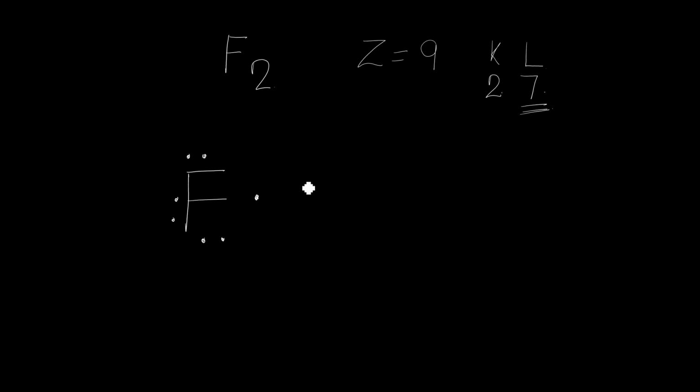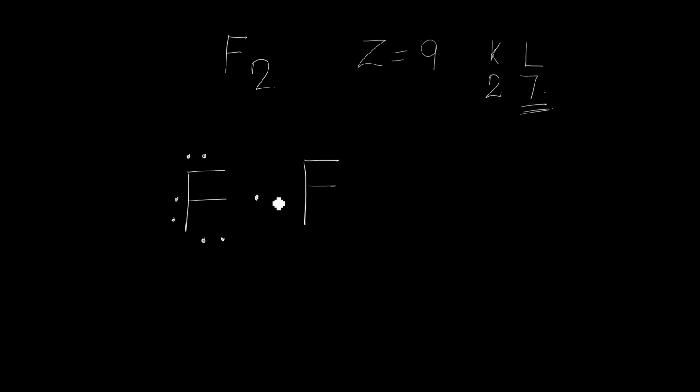Let's say for the F2 molecule. The atomic number of fluorine is 9. Electronic configuration: K shell contains 2 electrons, L shell contains 7 electrons. So 7 electrons are present in the valence shell. Fluorine needs one more electron to attain the octet electronic configuration, so it shares one electron with another fluorine atom.